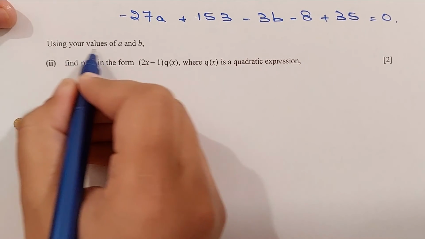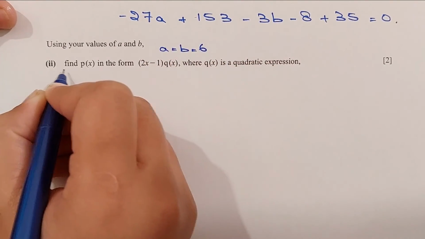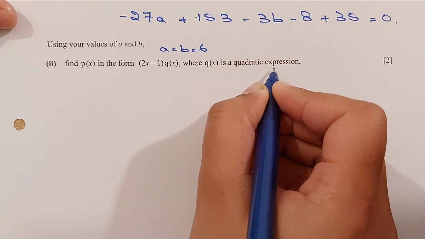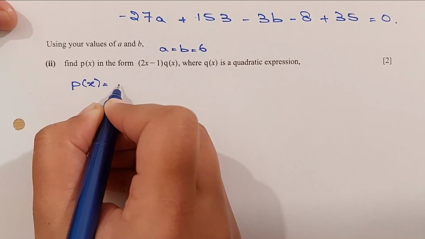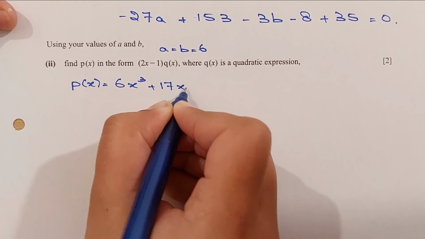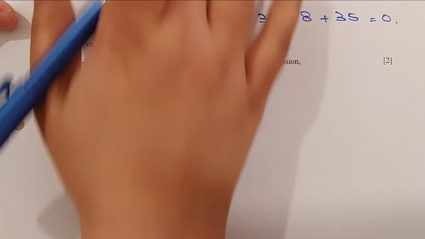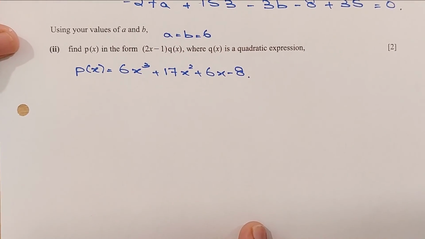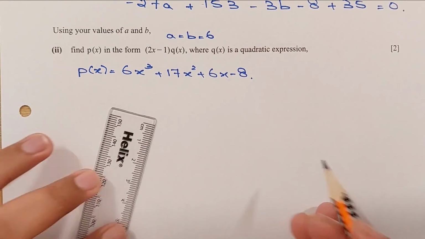Now for the second part, using your values of a and b, a equals b equals 6. Find p of x in the form of 2x minus 1 times q of x, where q of x is a quadratic expression. So first let me write down p of x. That is equal to 6x cubed plus 17x squared plus 6x minus 8. Right, and we are given that it is divisible by 2x minus 1. So it is a cubic polynomial. Let me use the synthetic division method here.